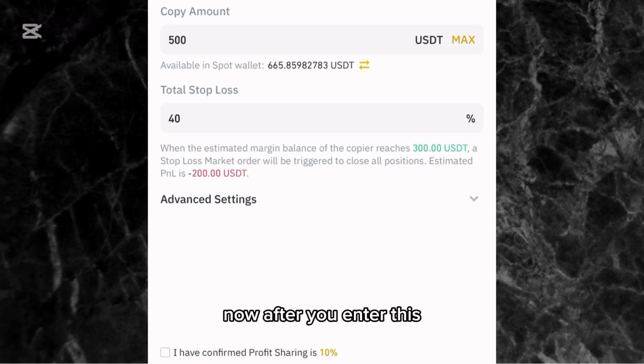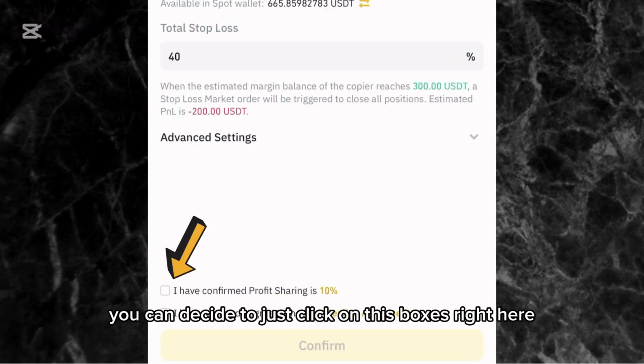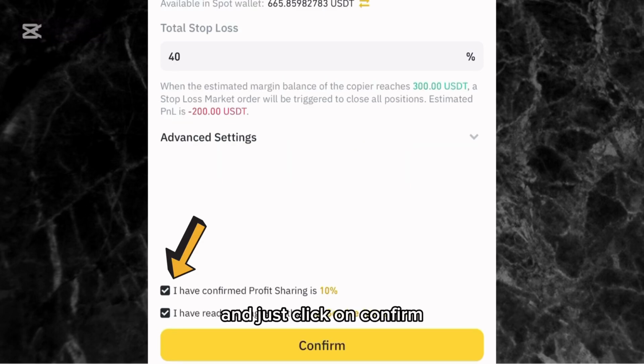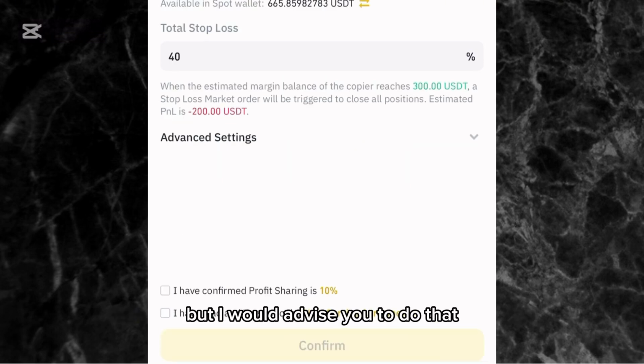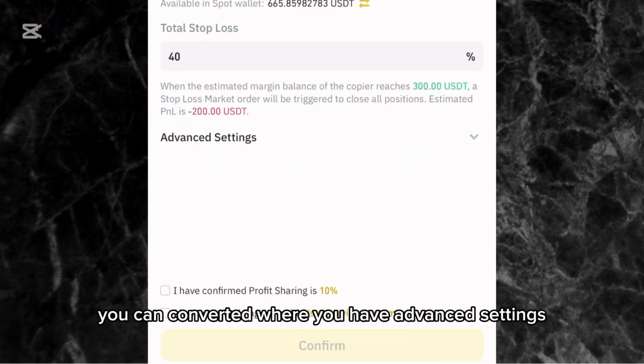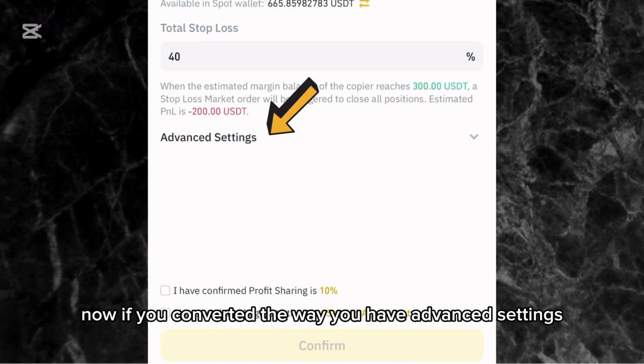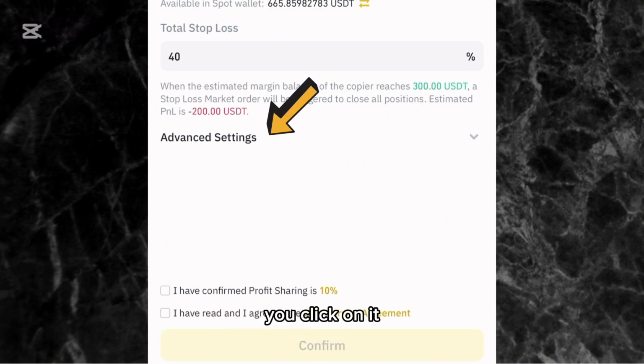Now, after you enter this, you can decide to just click on these boxes right here and just click on confirm. But I won't advise you to do that. You can come right here to where you have advanced settings. Now, if you come right here to where you have advanced settings, you click on it.